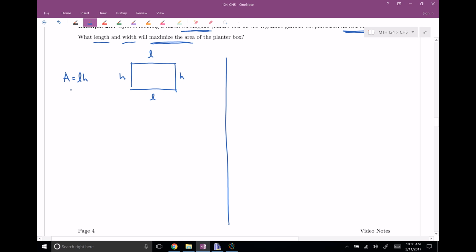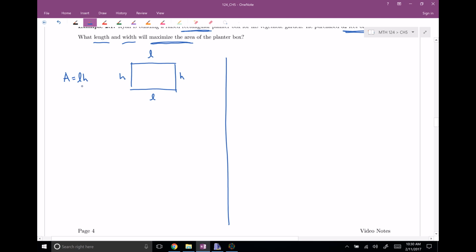Well, I learned in 5.1 how to maximize things. I would take a derivative, find critical points, and then classify those critical points and hopefully find a maximum. But my problem here is that I have 2 variables. I'm really good at taking derivatives of things with 1 variable, like x or like t or something like this, but this one has 2 variables. Length can be anything it wants to be, height can be anything it wants to be.